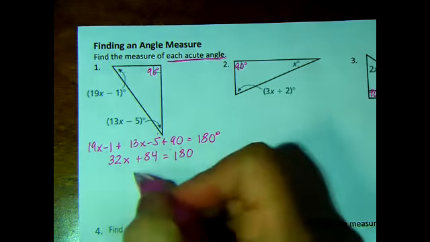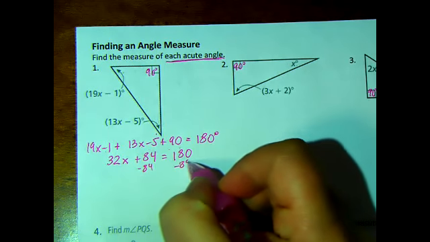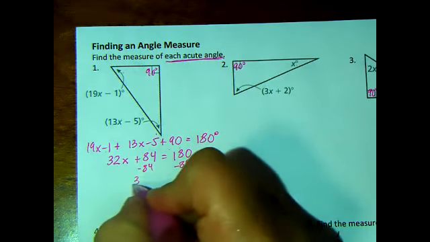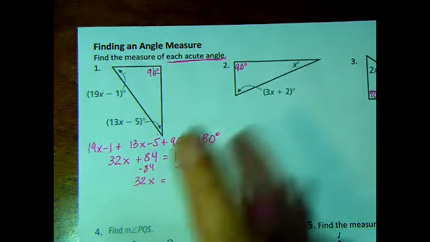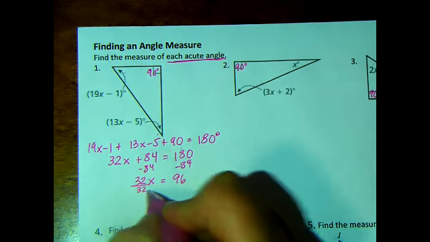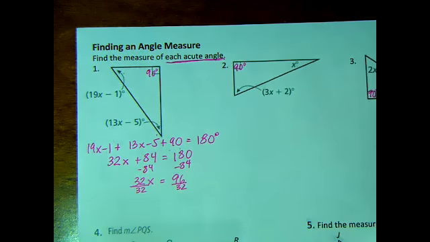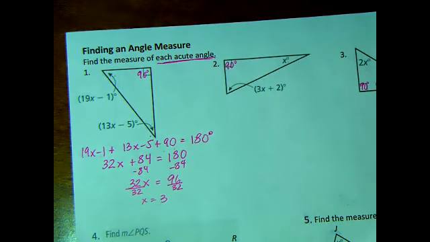Subtract over my 84. Okay, so basic algebra here, guys. And I get 32x is equal to 180 minus 84, which is 96. Divide by 32 to get my x by itself. Again, basic algebra. X is equal to 3.